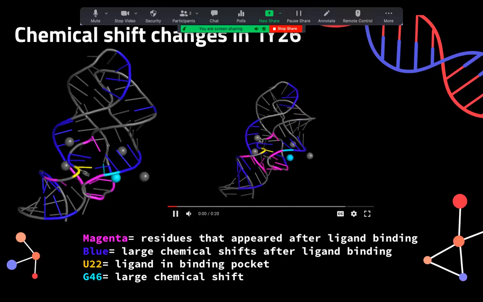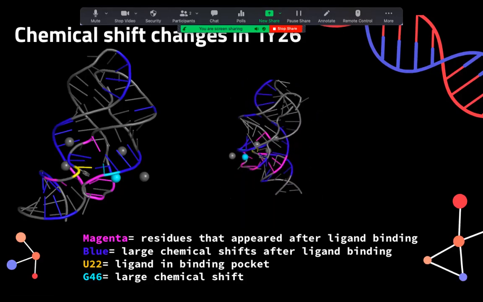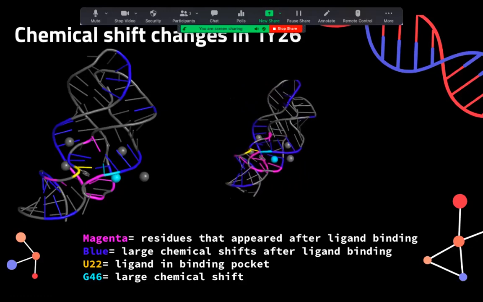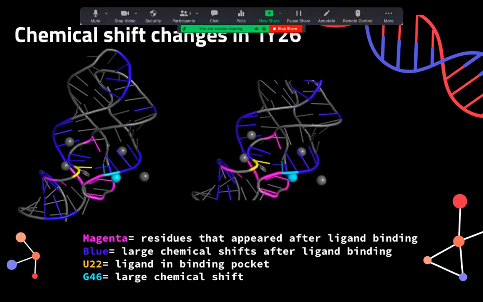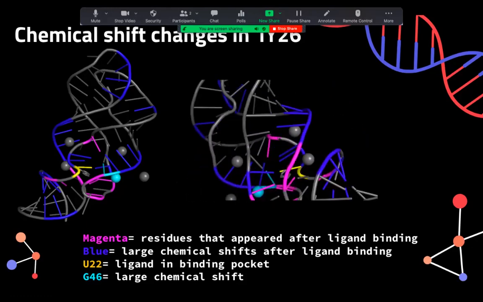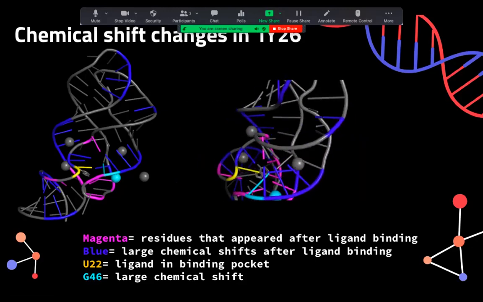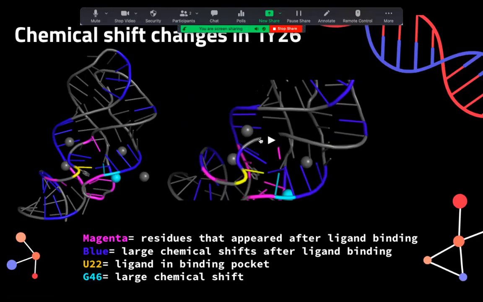So here is our animation where it just shows you the RA71 domain, and it zooms in later into the yellow residue, which is the binding pocket. And the magenta colored residues are the residues of the signals that appeared after ligand binding. The blue colored residues represent large chemical shifts after ligand binding, and U22, which is yellow colored, is the ligand in the binding pocket.